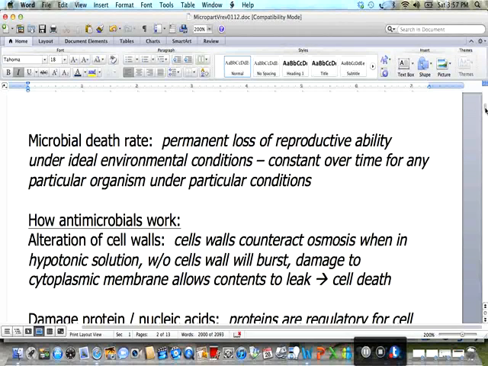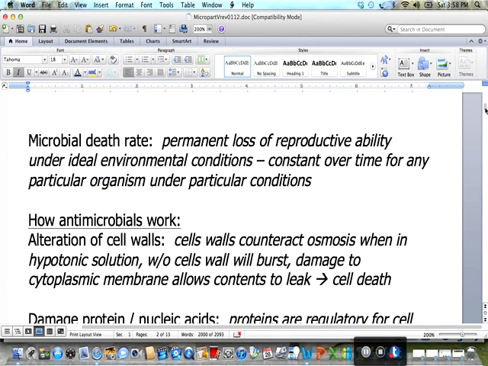The microbial death rate is the permanent loss of reproductive ability under ideal environmental conditions. This is described as a constant over time for any particular organism under particular conditions, such as 100 organisms per hour. There are a few ways antimicrobial agents work.